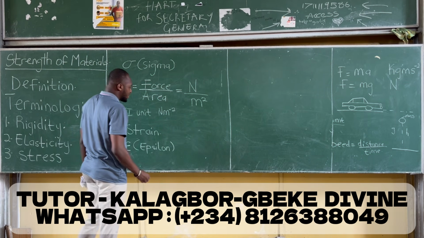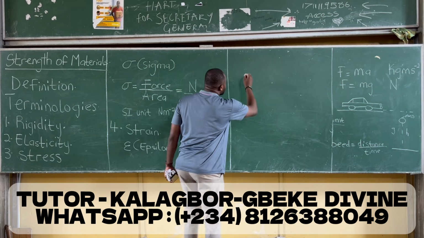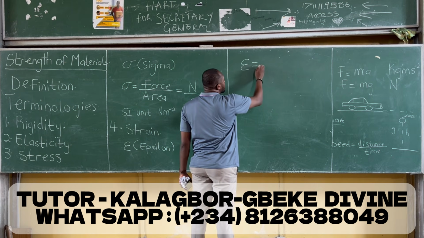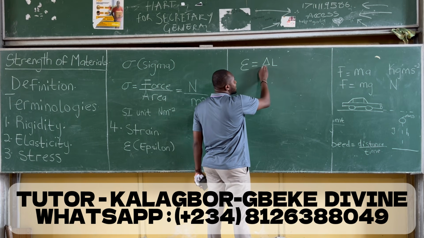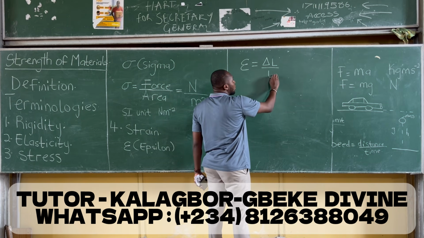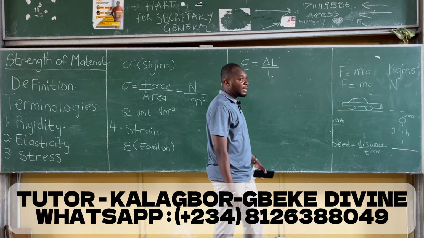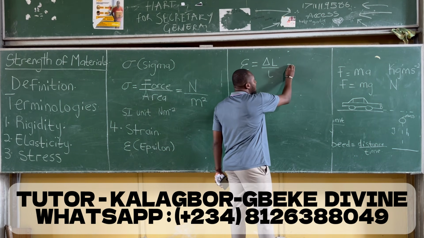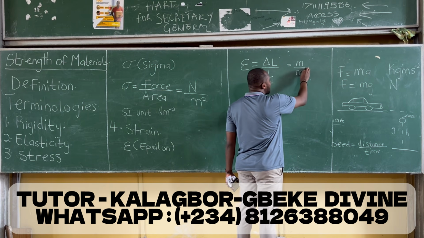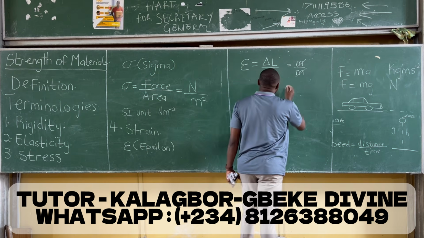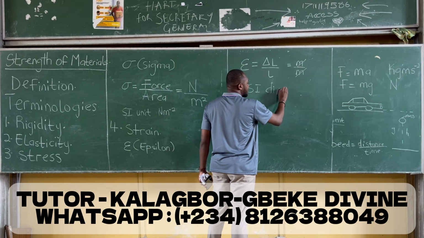Epsilon. And we say that mathematically, epsilon is equal to the elongation or contraction, that's the change in length, over the original length. The change in length is measured in meters, and the original length is measured in meters. So meters will cancel out meters, and the SI unit will be dimensionless.